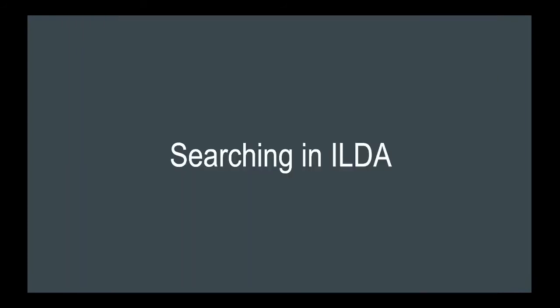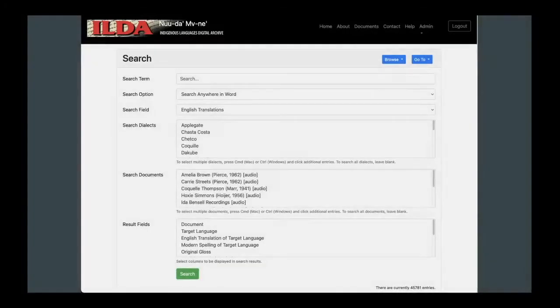Next, we'll walk through ILDA's search functionality to demonstrate how you can customize searches to access entries from your archival database. The ILDA home screen is built around its customizable search function that allows you to hone in on the specific language forms you're interested in finding. First, we enter the word or phrase we want to search in the search term box.